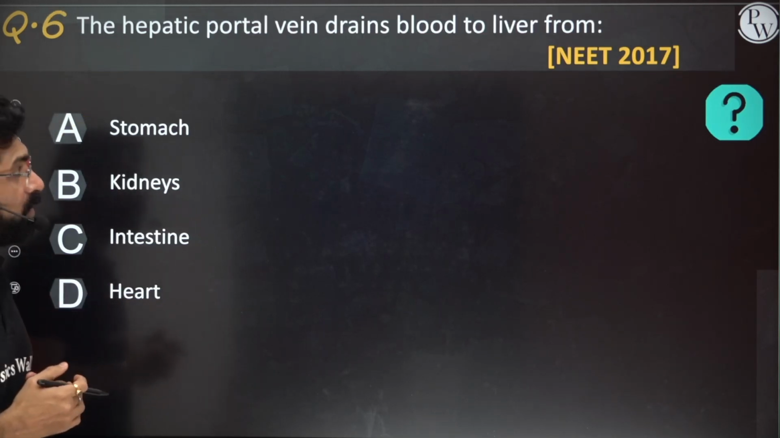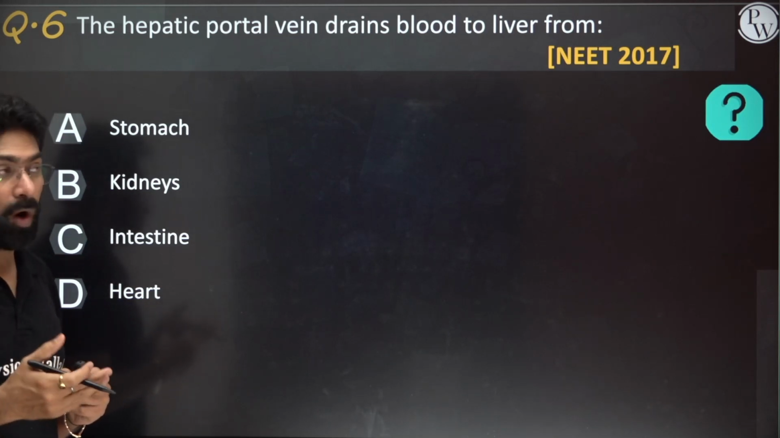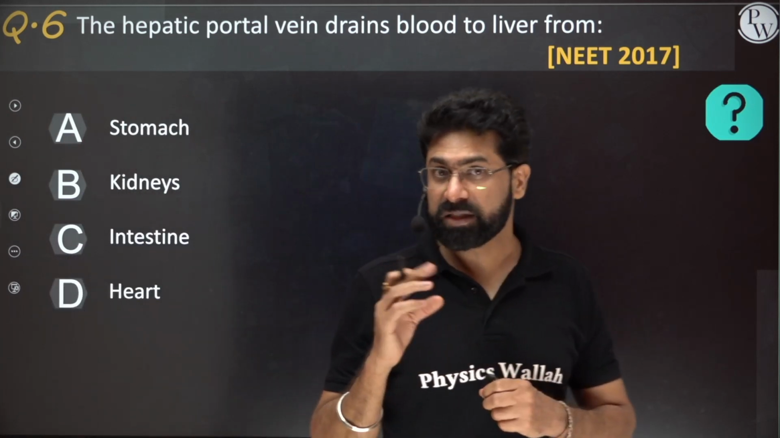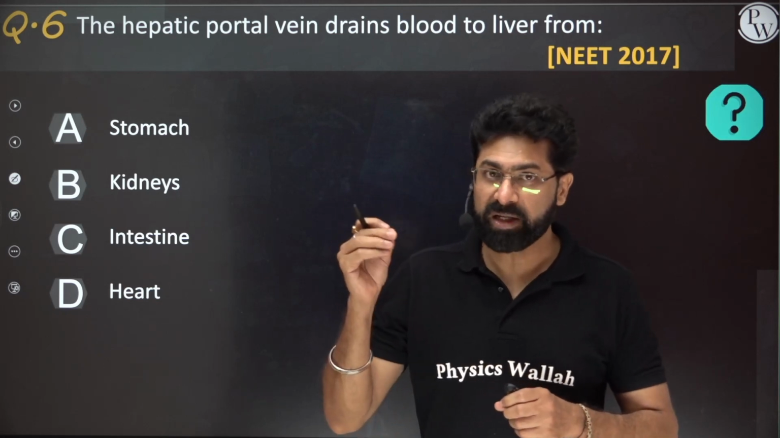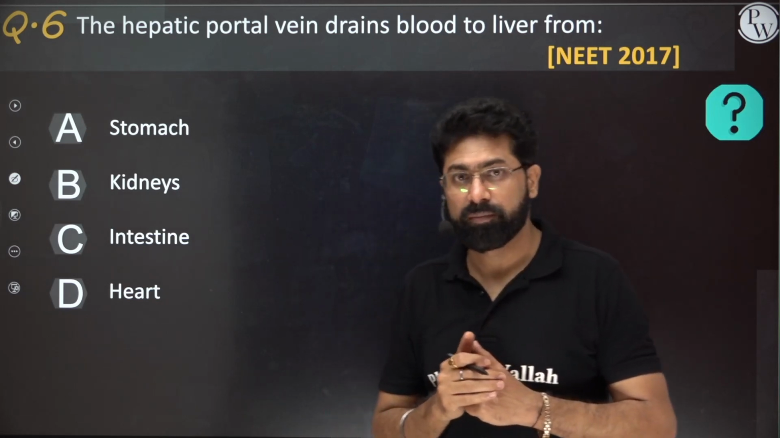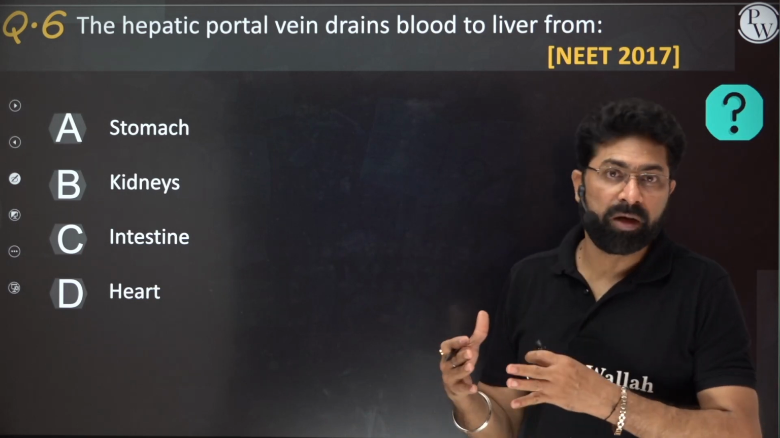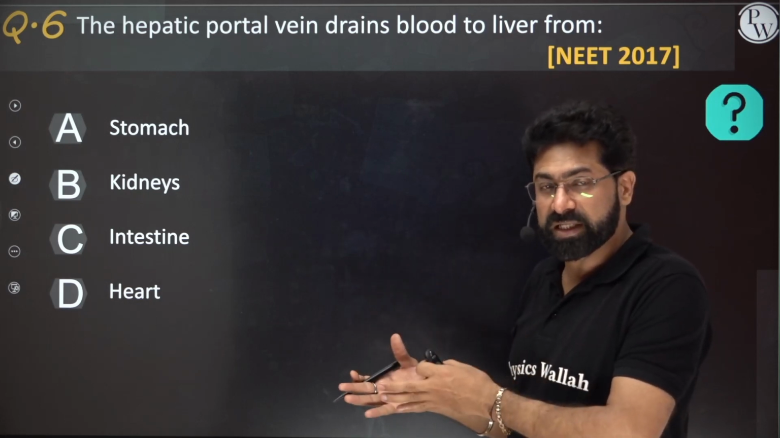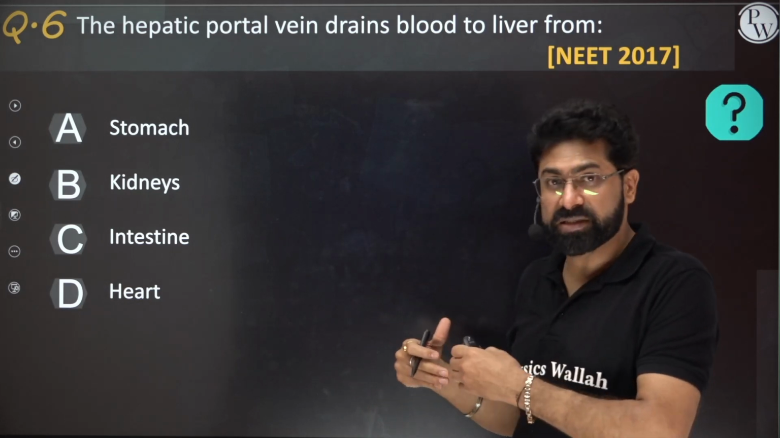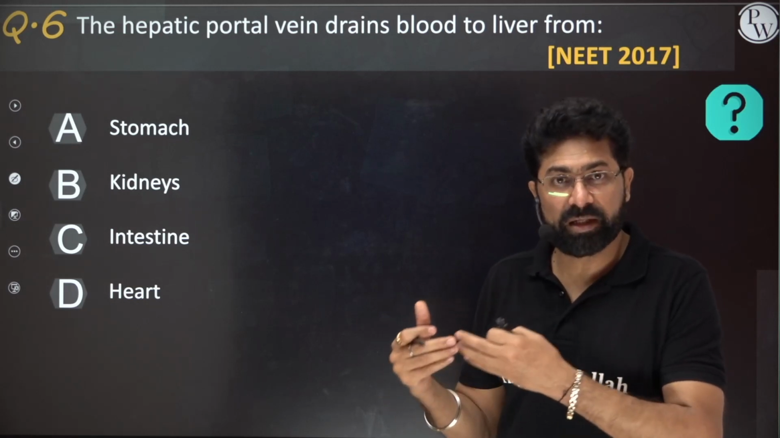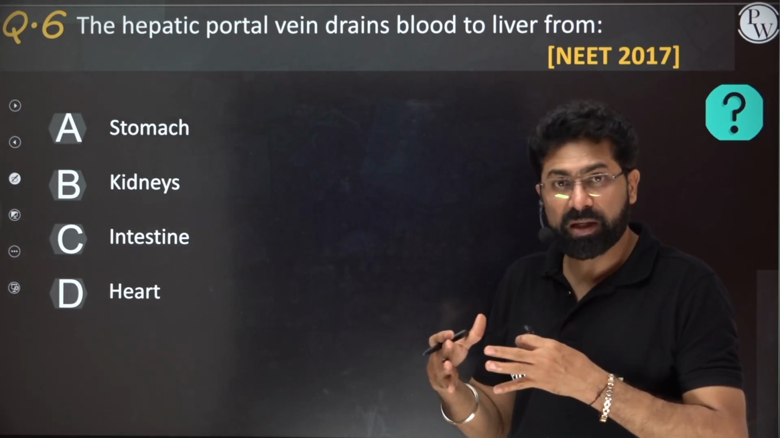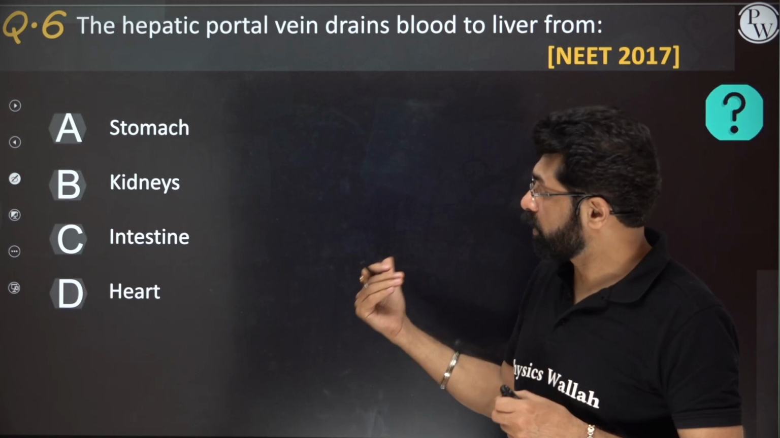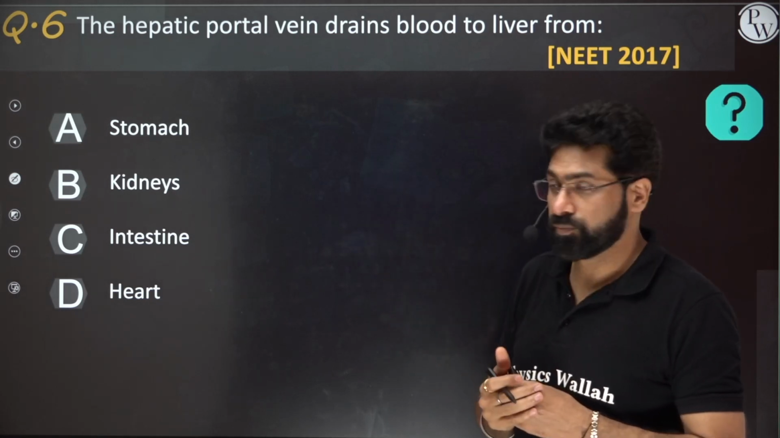The hepatic portal vein drains the blood to the liver from. So, the hepatic portal vein carries so many nutrients. The liver has blood supply from two sources. One is the hepatic artery, which gives blood supply to the liver. The other is the hepatic portal vein. The hepatic portal vein carries blood from the stomach region, from the small intestine, and large intestine, all of this blood is carried by the hepatic portal vein to the liver.